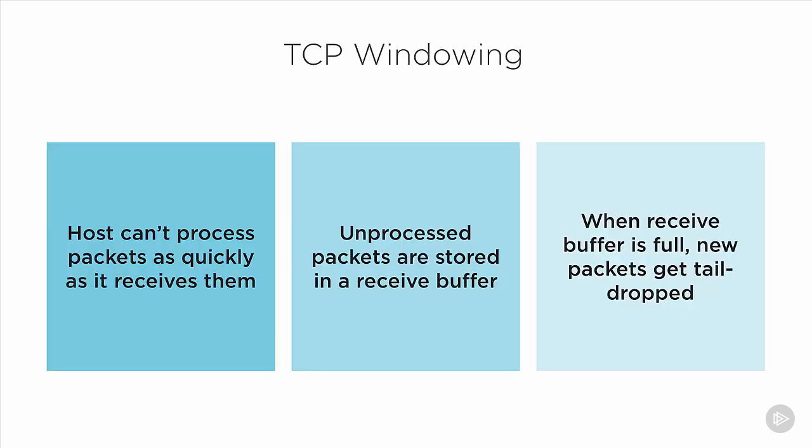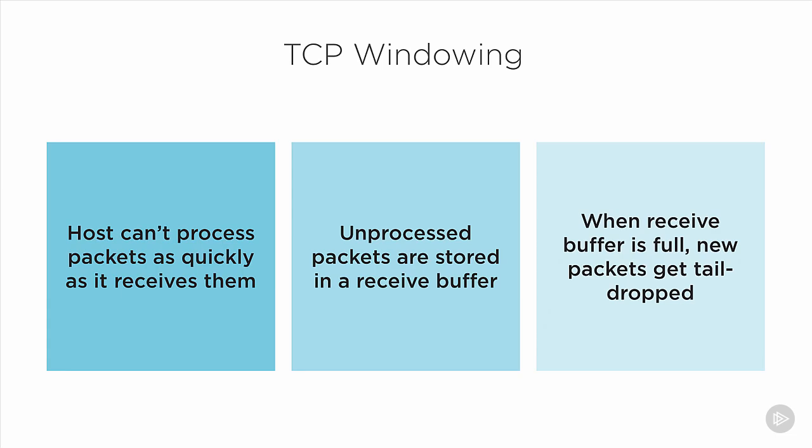If a TCP host can't process the packets as fast as the sender is sending them, those packets have to be stored somewhere on the receiving host temporarily. That storage space is called a buffer. If a receiver's buffer gets full and can't store any more packets, those packets will get what is called tail dropped. Tail drops cause reduced throughput and other problems that we'll talk about a little bit later.